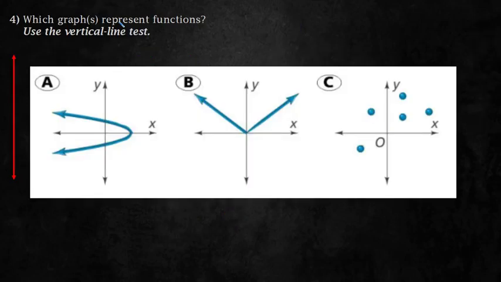Another way to tell if it is a function or not is to see if it passes the vertical line test. What that means is we look at a graph. You draw a vertical line, and does it ever touch the graph in more than one location? So like here, we're touching it twice.